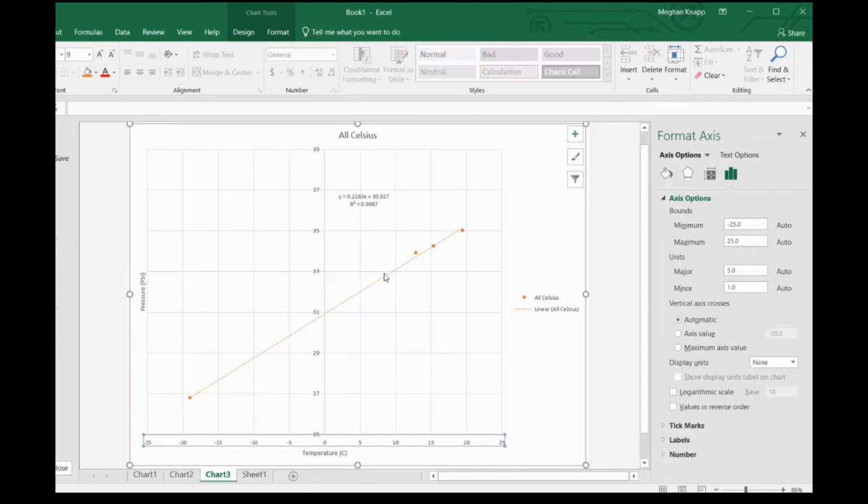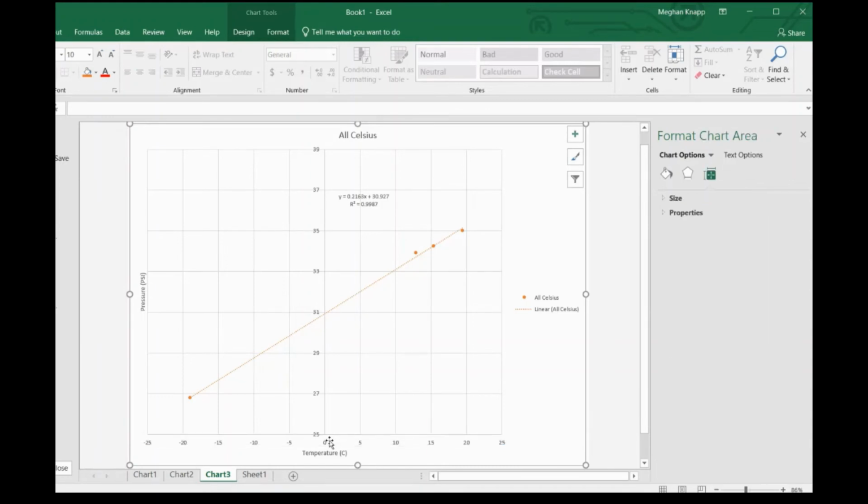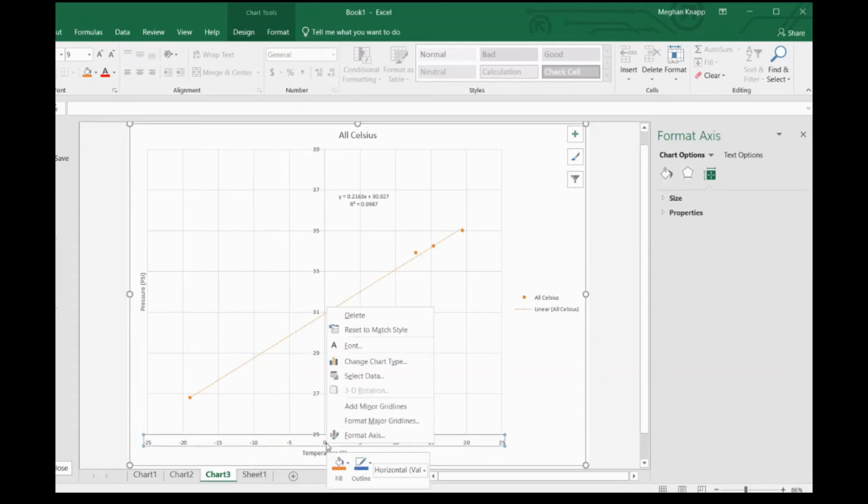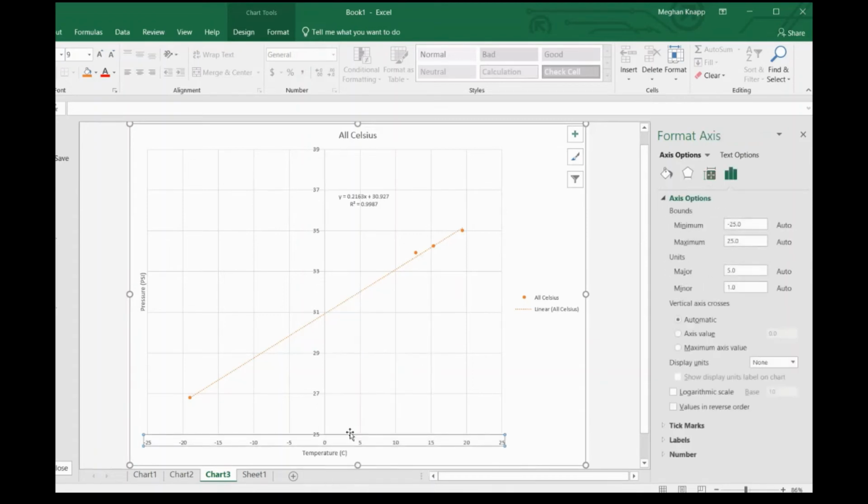So what I can do is click on the x-axis. This is a little counterintuitive. When I click on that x-axis and format that, I can change where the vertical axis crosses it. So I can see that my last data point is just above -20. So I'm going to set the value at -20, and that's going to move my axis over.